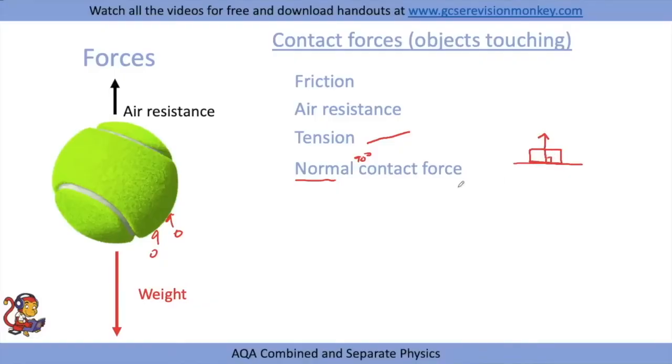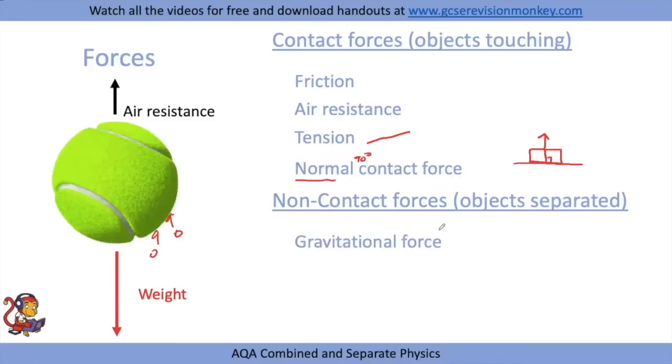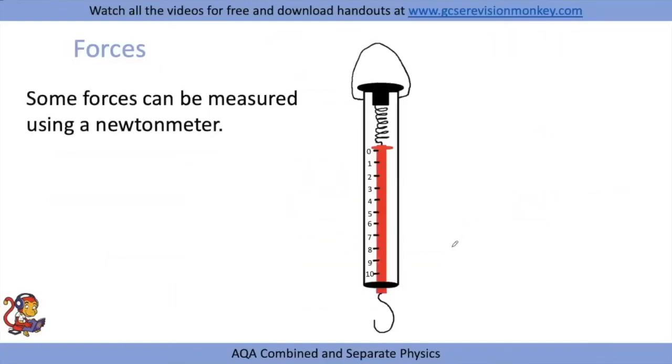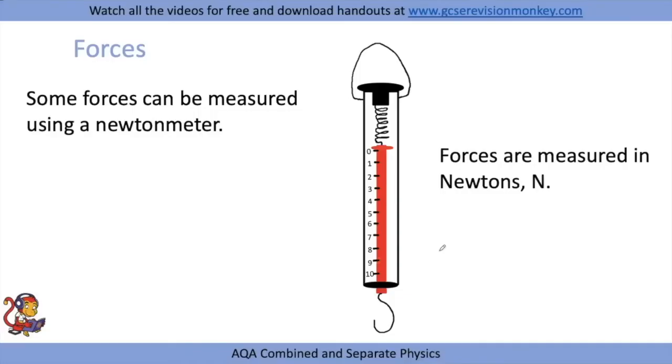Some non-contact forces include gravitational force, electrostatic force, and magnetic force. And in all these cases, the objects are separated and don't have to be touching in order to experience the force. Some forces can be measured using a Newton meter, and forces are measured in newtons. So this is a Newton meter. You could, for example, hang your object on the end of this hook here, and that will let you know the weight of the object in newtons, or you could use this Newton meter to pull or push an object and measure forces in that way.